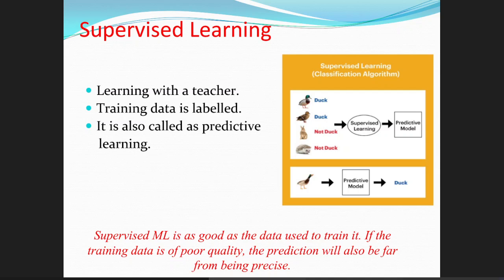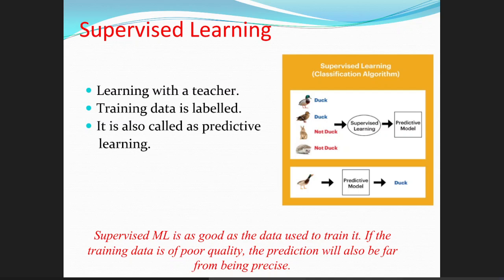The first is supervised learning. Supervised learning is learning with a teacher. Whenever we are learning with a teacher, we are working with a labeled data set, and we are doing some predictions or classifications. Predictions means we are either predicting a numerical value or a category value. So there we use supervised machine learning algorithms. Supervised machine learning is only as good as the data used to train it. If the training data is of poor quality, the predictions will also be far from precise.